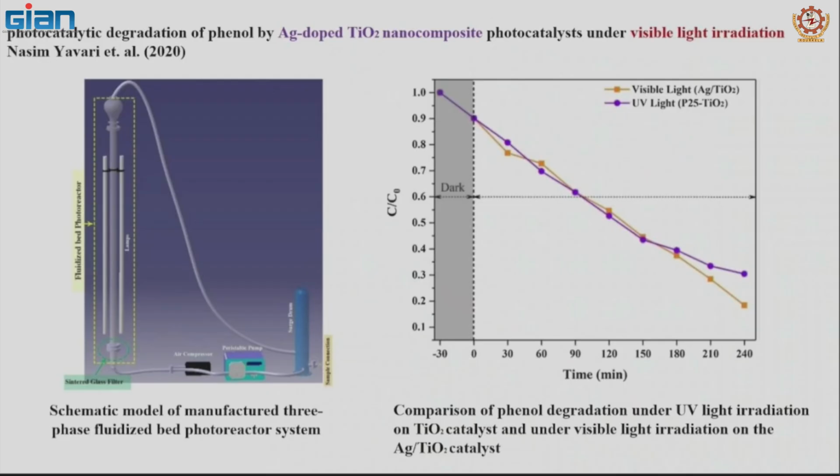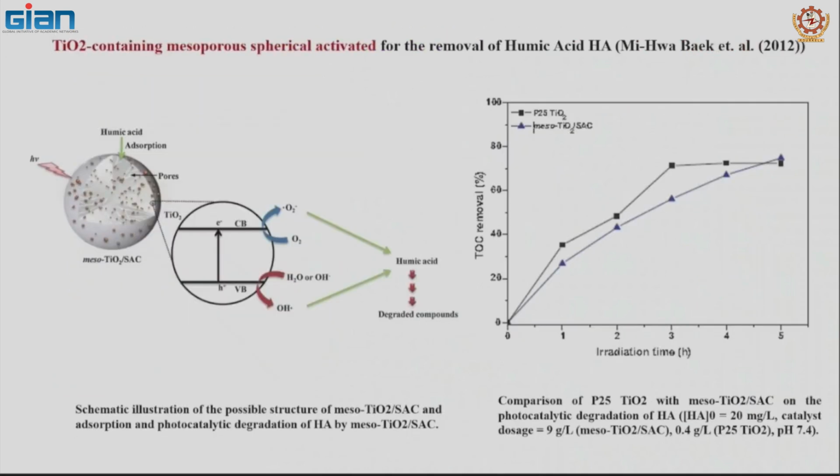Photocatalytic degradation of phenol by silver doped titanium dioxide nanocomposite photocatalyst under visible light irradiation is one study here. Here you can see C to C naught for the degradation. There is a comparison between the UV light source and visible light. Visible light is working well here, and TOC removal is shown here.